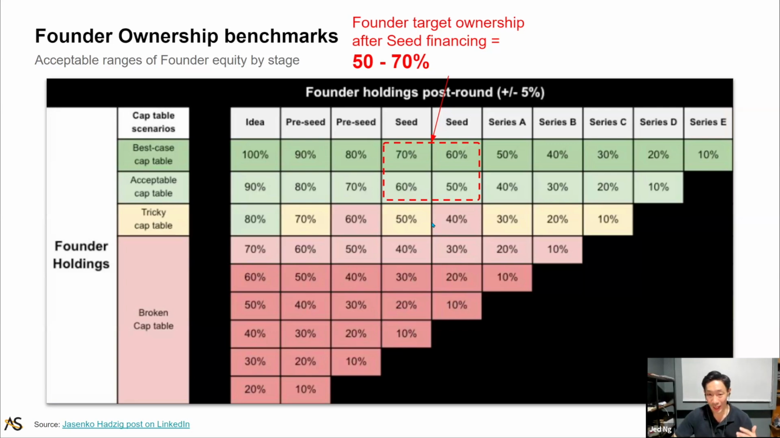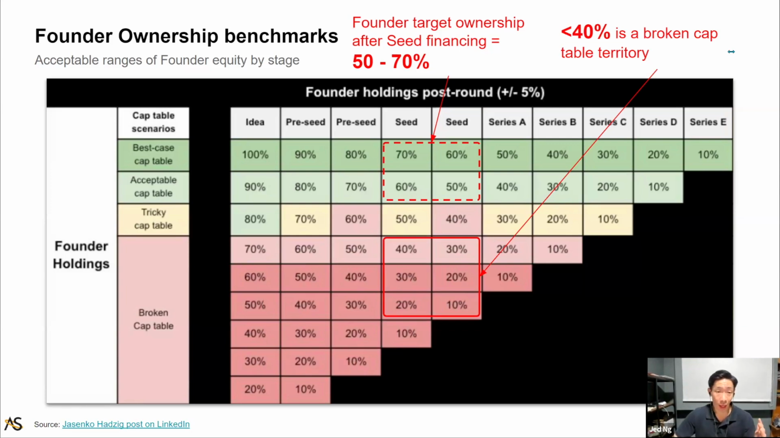But whenever at seed stage, you see a company where the founders own 40% or less, this is what's called a tricky or broken cap table. So if you ever hear that term, a broken cap table, this is what it means. It basically says that the founders own too little of the company. So why is this a problem? There's a few reasons for this.